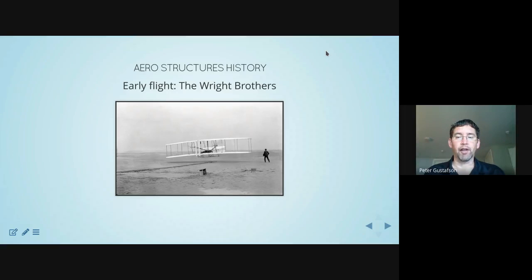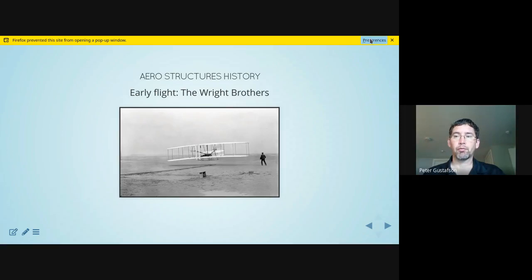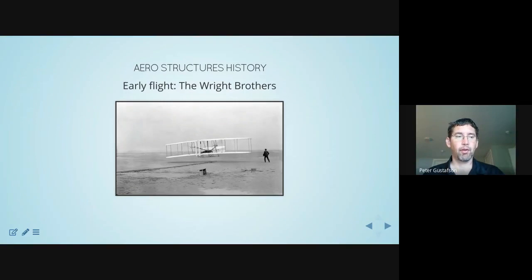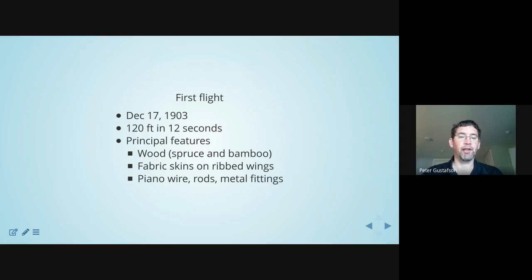Today's lecture, we're going to instead look at how aircraft structures have developed over the years. We're not going to go back too far. We're going to start with this image right here. This is, of course, a very famous image from 1903. It's an image of the Wright brothers and their very first flight. You've probably seen it a million times. So this flight took place December 17th, 1903. The flight distance was 120 feet in a total of 12 seconds.